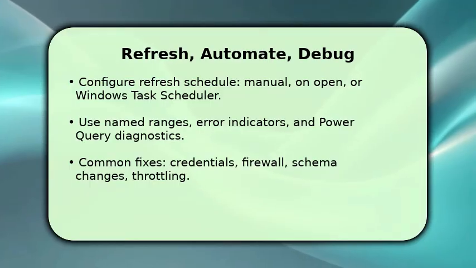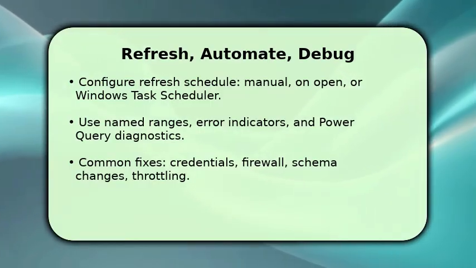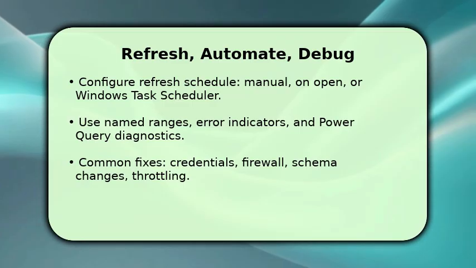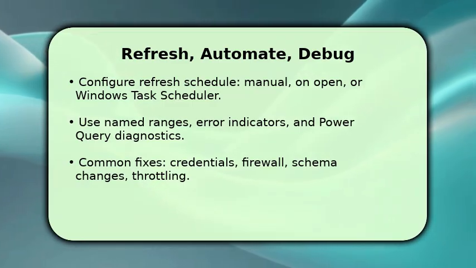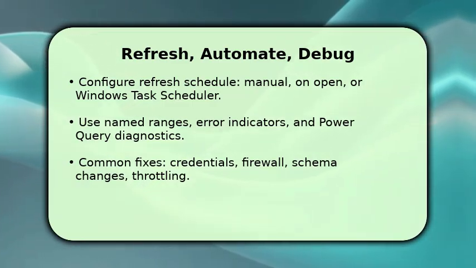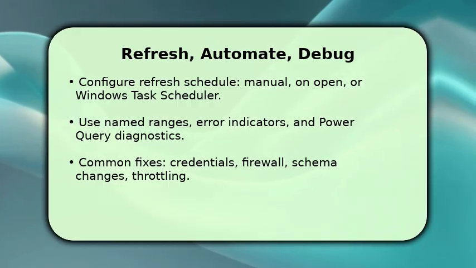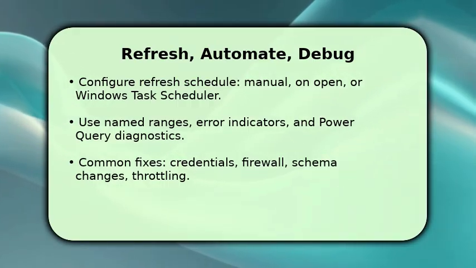To finish, set your refresh behavior. Manual for control, on file open for convenience, or schedule via Windows Task Scheduler or Power Automate for unattended updates. Once done, automate save and versioning so you can roll back if a refresh breaks.